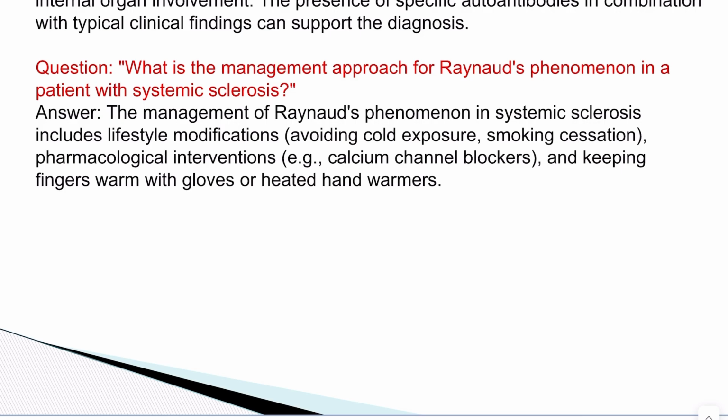What is the management approach for Raynaud's phenomena in a patient with systemic sclerosis? Well, the management includes lifestyle modifications, avoiding cold exposure, smoking cessation, pharmacological interventions like calcium channel blockers, and keeping fingers warm with gloves or heated hand warmers. Again, there is a repetition, but these are the common questions which are asked in this case.